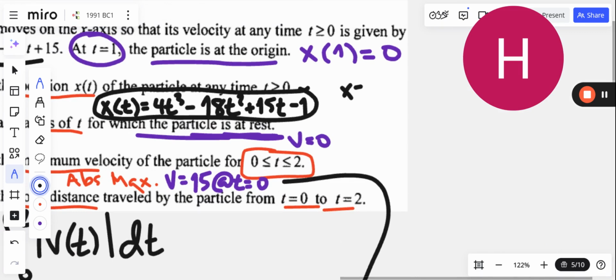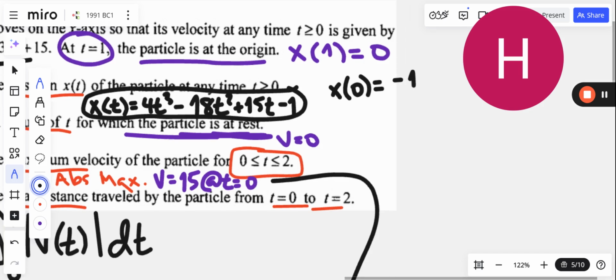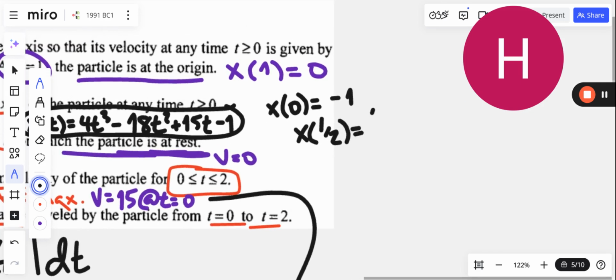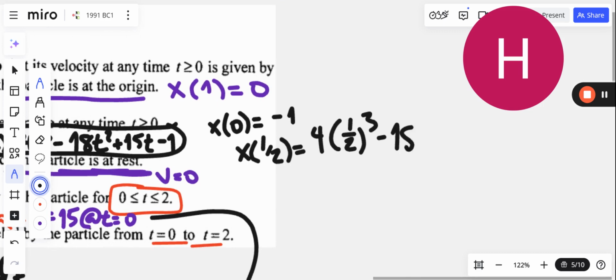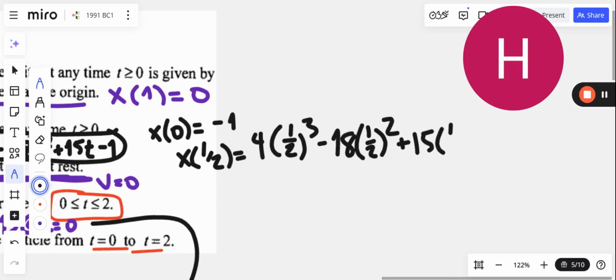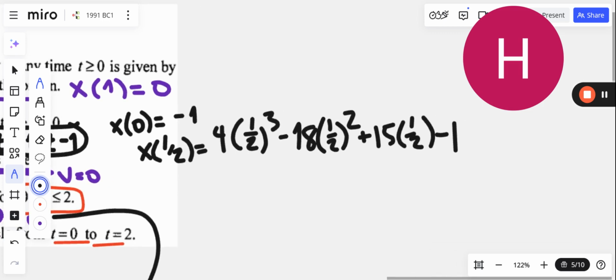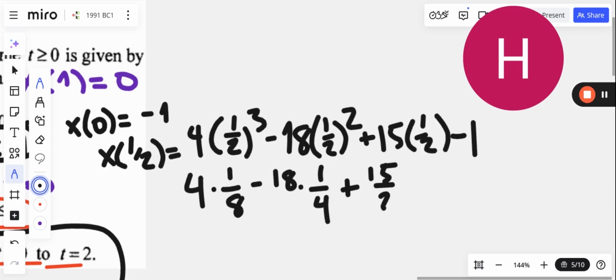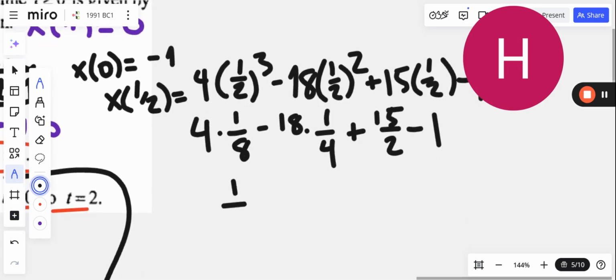Of course, x of 0, we do have x of 1, the initial condition, but that's not going to help us. x of 0 is -1. Let's see what x of 1/2 is. This will probably take us the longest. We're going to have 4 times 1/2 cubed minus 18 times 1/2 squared plus 15 times 1/2 minus 1. And let's work that out carefully, shall we? So this is going to be 1/8 times 4 minus 18 times 1/4 plus 15 over 2 minus 1. I think these are all going to simplify nicely to something over 2.